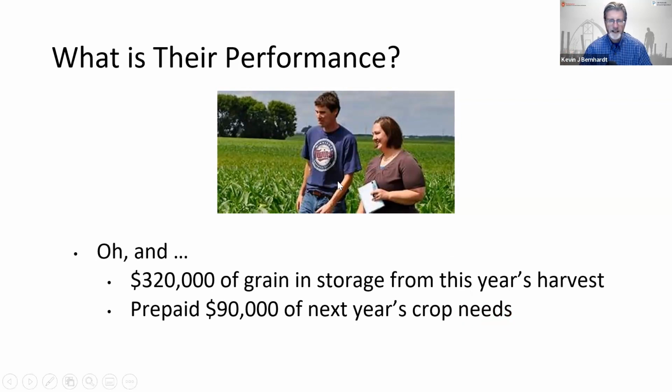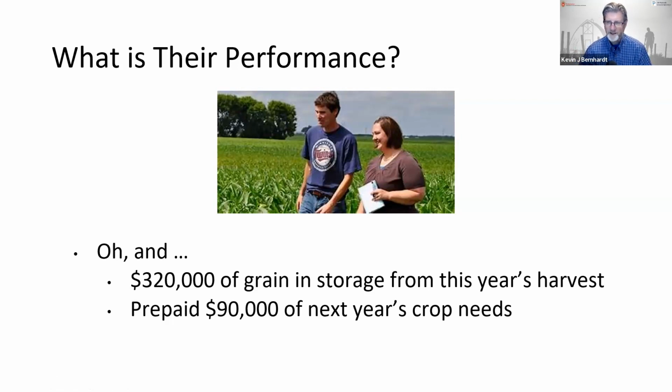Let's go to the next slide. What we didn't know from that previous slide is that they have $320,000 of grain in storage from this year's harvest that they haven't sold yet. That $320,000 didn't show up on the cash income statement because they haven't sold it yet. They also prepaid $90,000 of next year's crop needs.